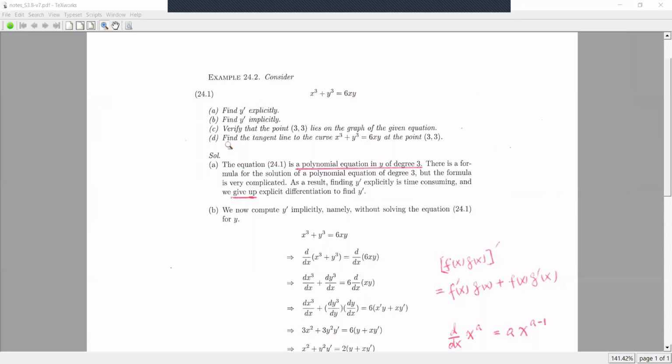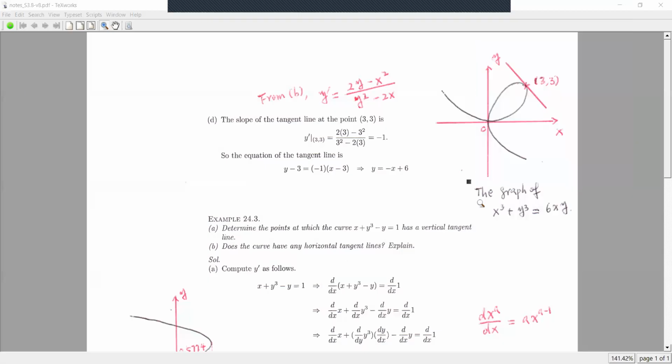Part D. Find the tangent line to the curve at the point 3. That is, write down the equation of the tangent line to the curve at this point. I plot the graph of the given function on my computer. The graph looks like this curve. The point 3 is about here. At this point, there is a tangent line.